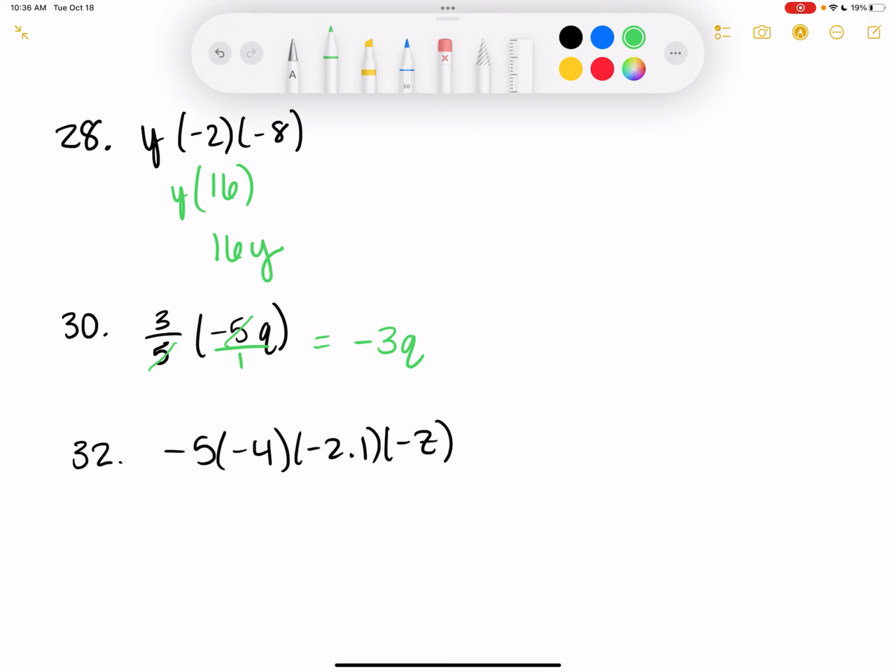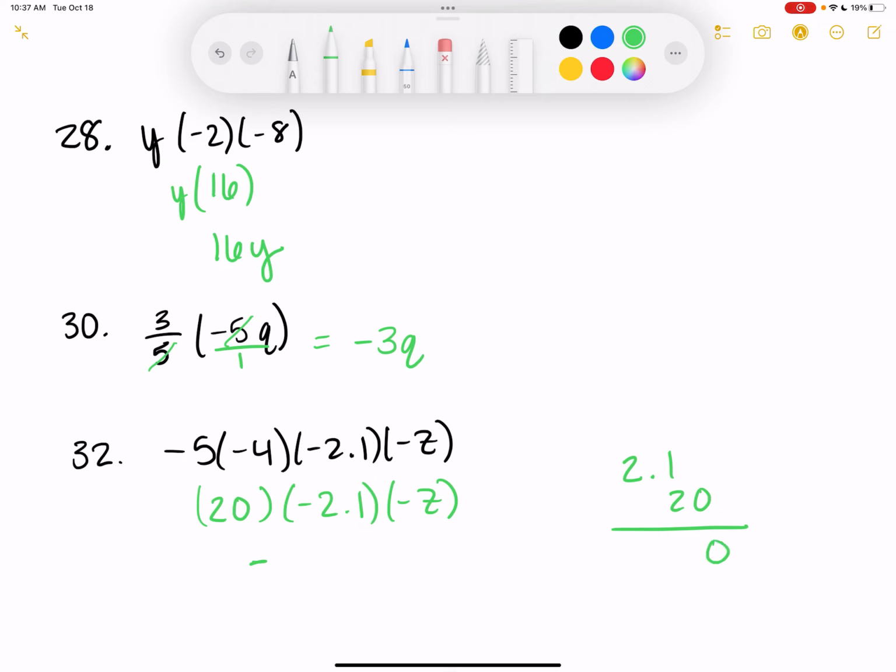All right, -5 times -4 is what? Positive 20. Positive 20 times -2.1 times -z. Okay, so I have a positive times a negative, so my answer when I multiply these numbers is going to be what? A negative. Affirmative. So I'm going to do 2.1, and then with the 20, because there's a 0, I'm going to do the fancy little throw the 0 off the end thing. Goodbye. So bring down the 0.